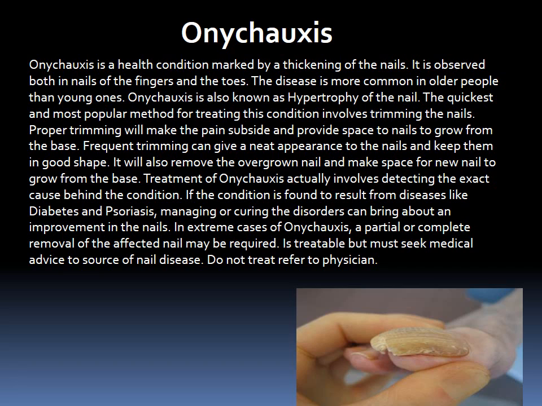If the condition is found to result from disease, like diabetes or psoriasis, managing or curing the disorders can bring about an improvement in the nails. In extreme cases of onychosis, a partial or complete removal of the affected nail may be required. It is treatable but must seek medical advice to the source of the nail disease. Do not treat, refer to physician.